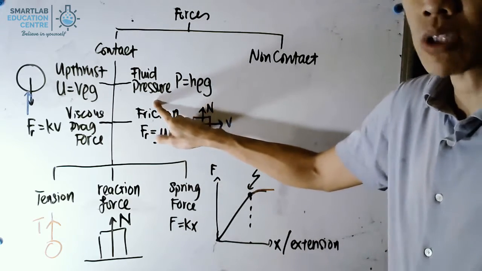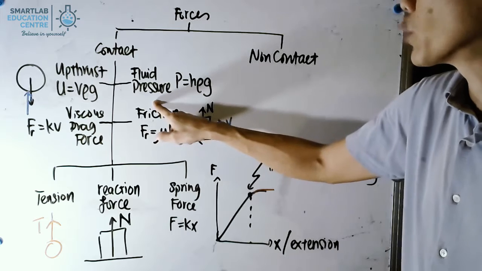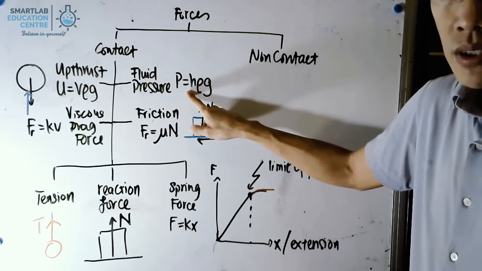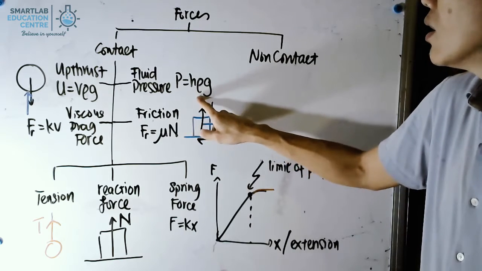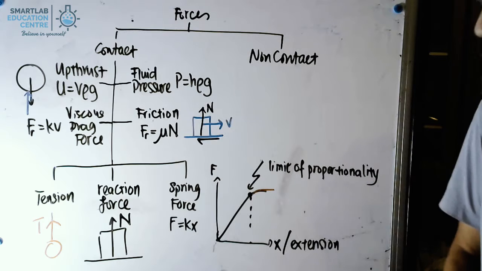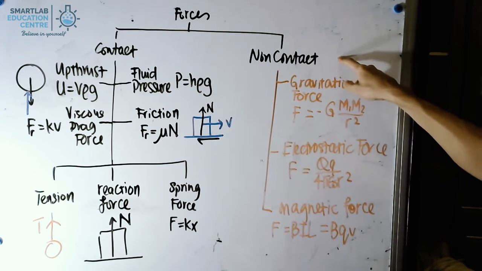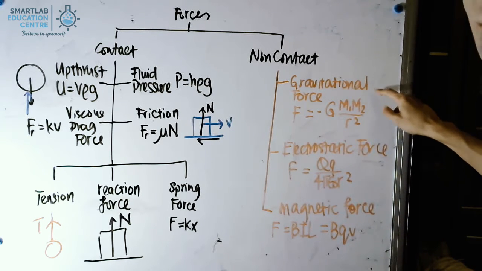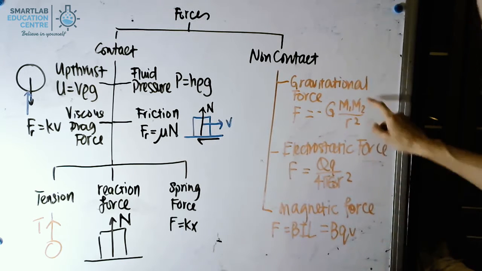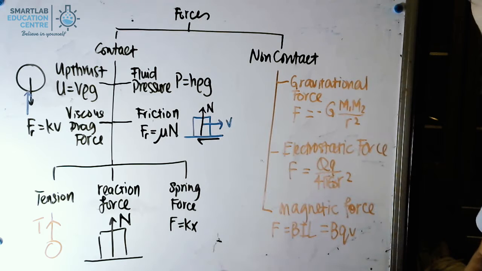The final formula to look at is when we calculate fluid pressure, where P is equal to hρg. h is the depth from the atmospheric pressure, rho is the density of the fluid, and g is the acceleration due to gravity. For non-contact forces, there are three, specifically gravitational force, electrostatic force, and magnetic force. All these sets of formulae will be subsequently taught in the other topics.